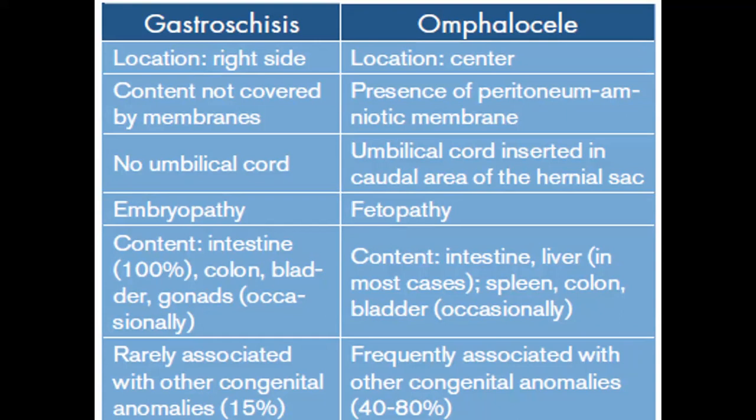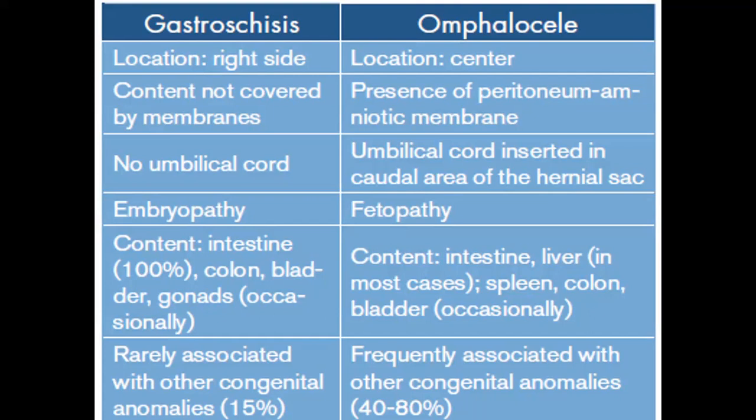All right, content, a lot of it 100% intestine. Then you can have colon, bladder, and gonads occasionally. But here, in most cases, it contains not only the intestine, it has liver in it. Spleen and colon, bladder may be present occasionally.